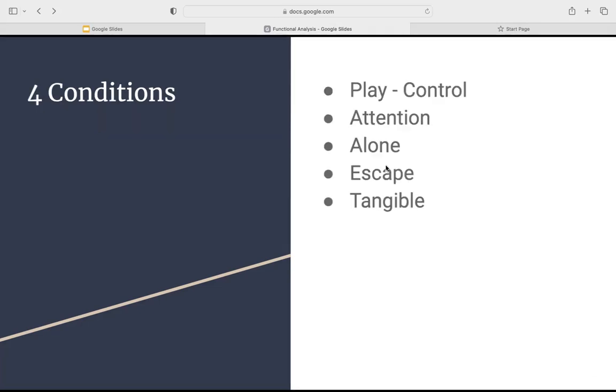Moving forward, these are our 4 conditions, including the play control condition. And it's important to include that one so we can gather baseline data and see how often the target behavior is expected to occur in the natural environment.